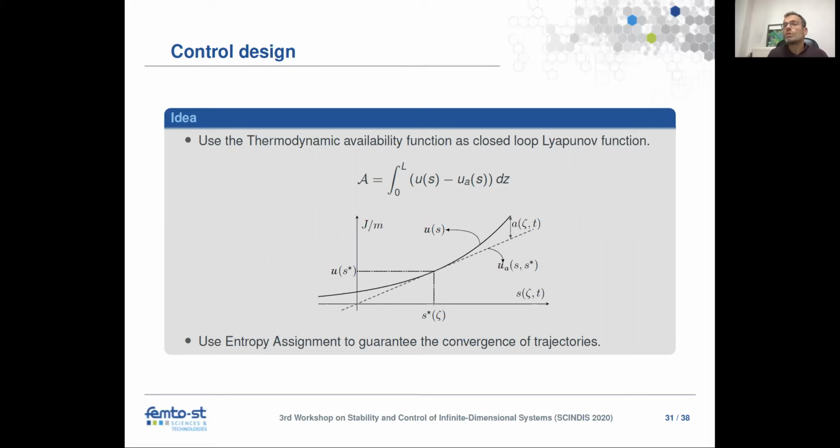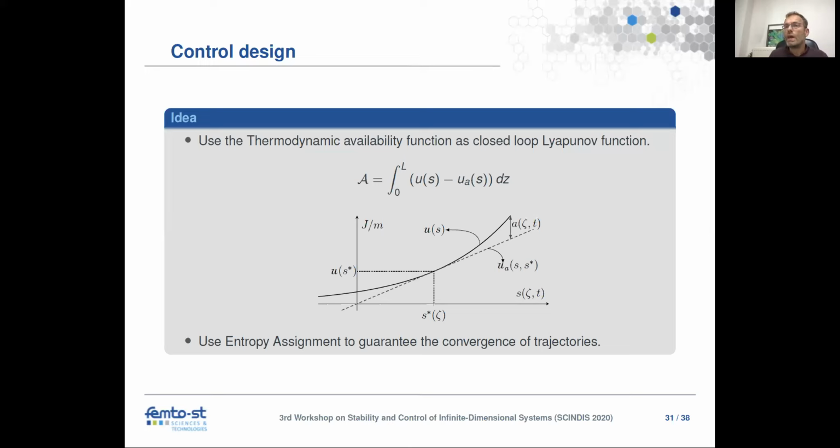And I could also consider more complex systems in which I have one boundary condition that re-injects, for example, heat, such that the system is much more complicated and unstable. But the idea is to use the physical considerations in order to do control design. And a thermodynamic function that is quite often used for irreversible systems is the thermodynamic availability function.